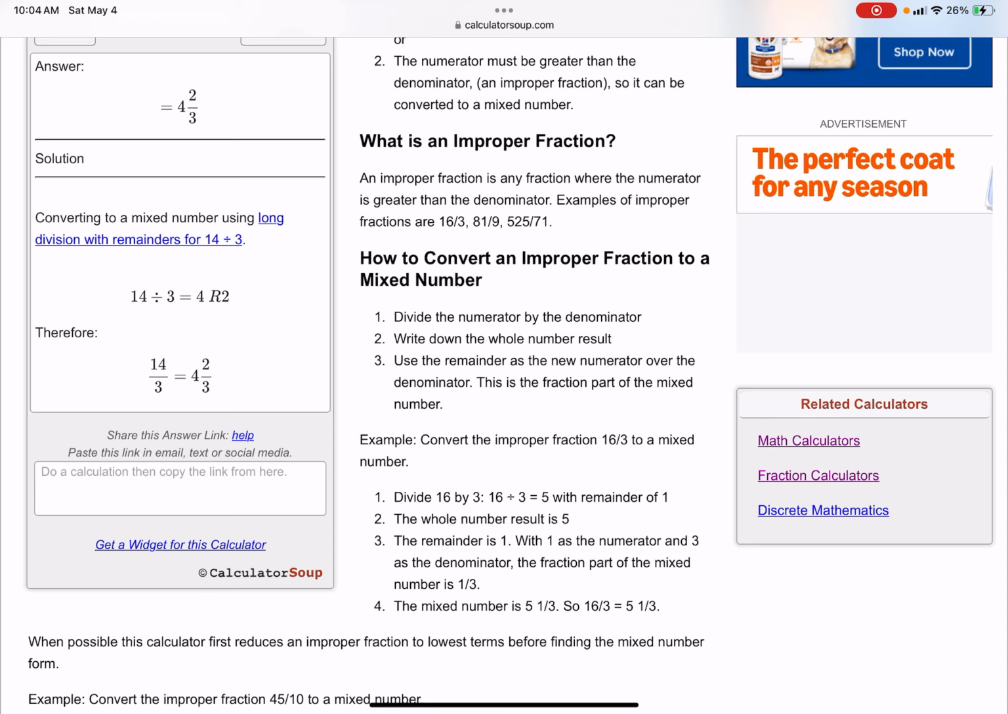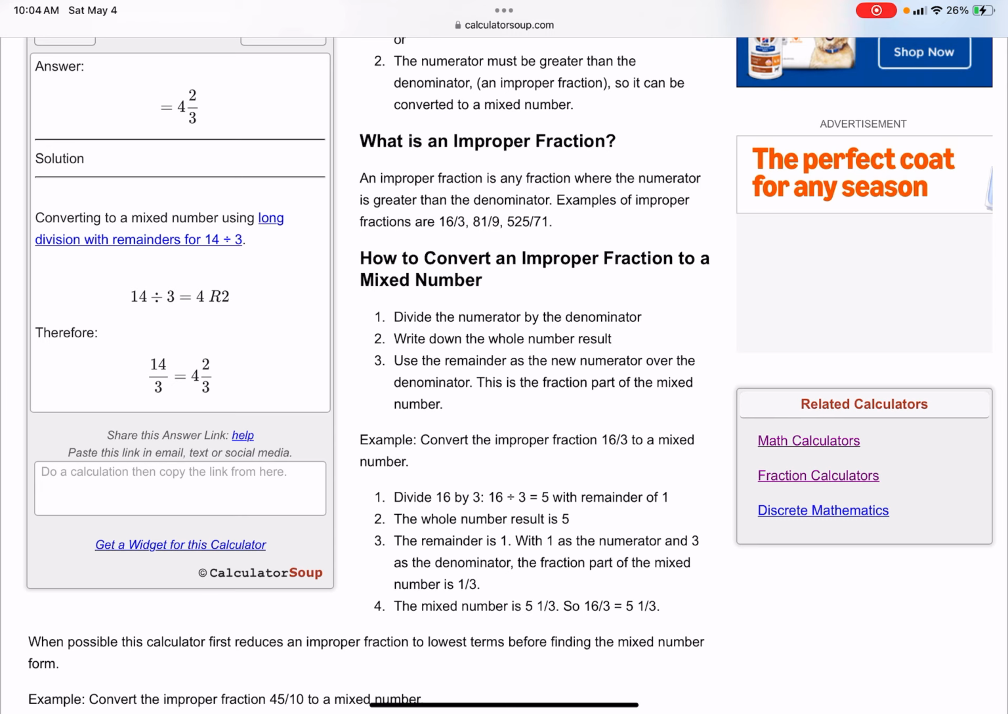To do that, you're going to divide the numerator by the denominator. Write down the whole number result. Use the remainder as a new numerator over the denominator, and that will be the fraction part of the mixed number. For example, convert the improper fraction 16/3 to a mixed number.